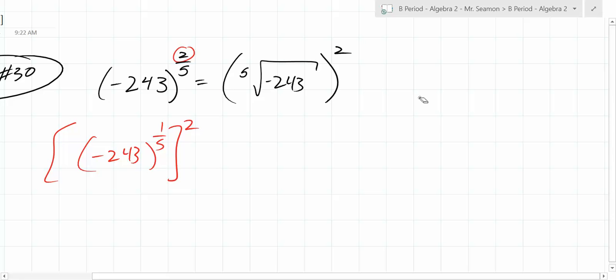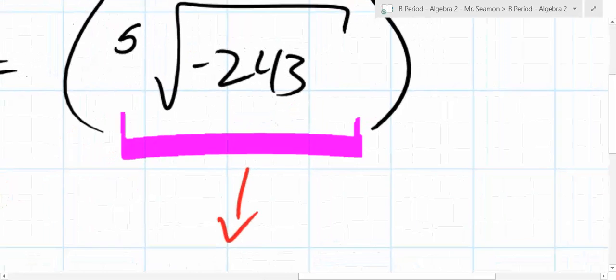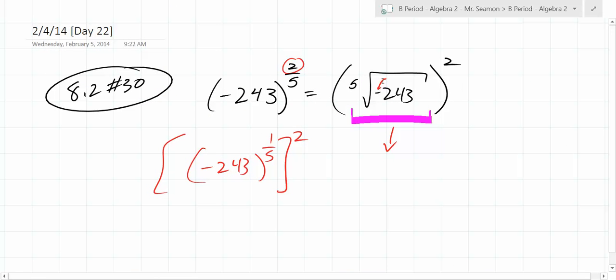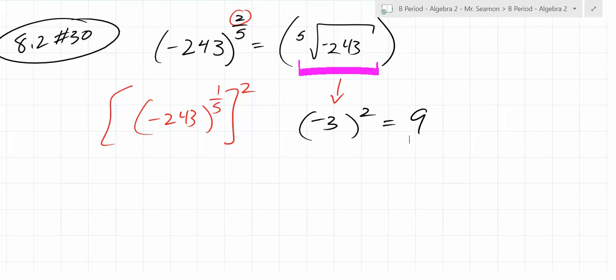So here's the thing. You might recognize what the fifth root of negative 243 is. What is it? I'll give you a hint. It's negative 3. That right there is negative 3, so it's negative 3 squared, which is what? 9.